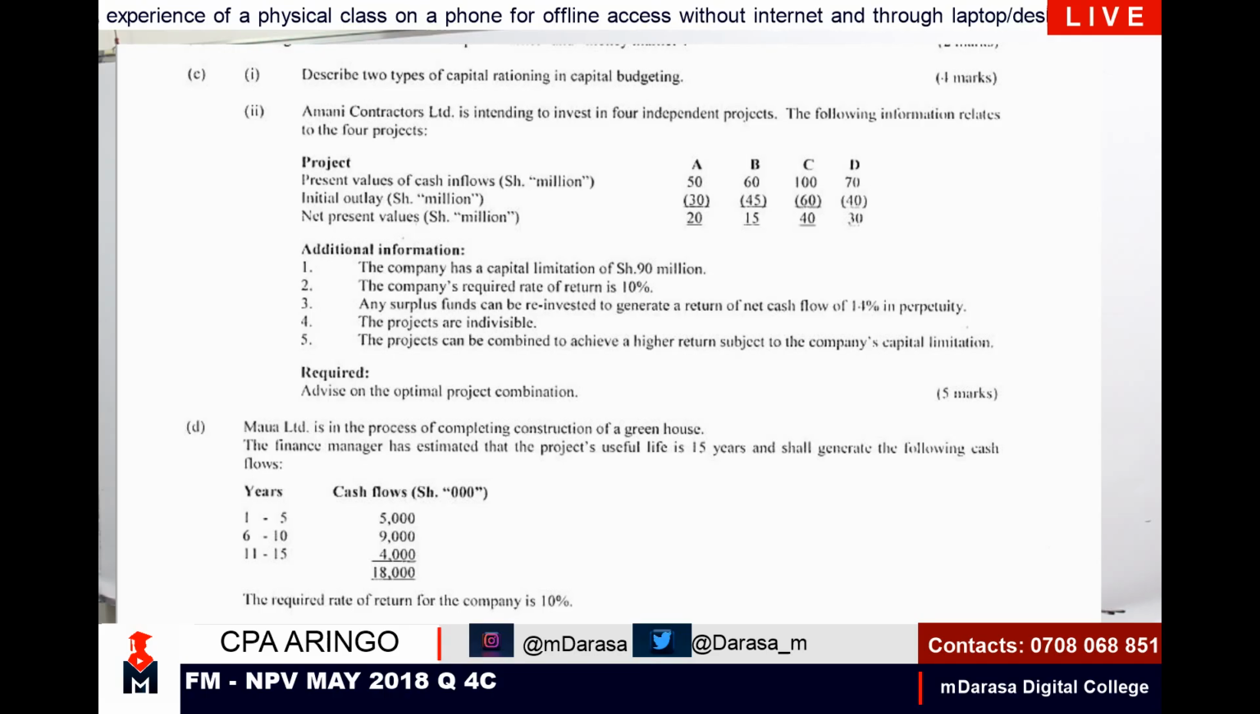Required, we need to advise the company on the optimal project combination. So many a times, if we are to advise the company on the optimal project combination, basically, we look at the project that, if we combine, will give us a higher net present value. That is one thing that you can use to advise the company. Look at these two projects or three projects that we combine.